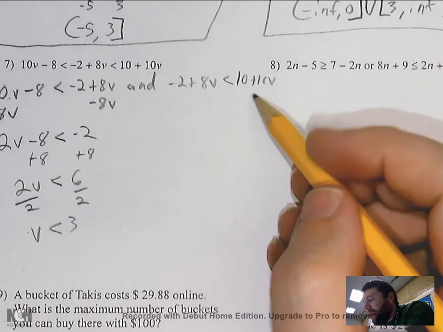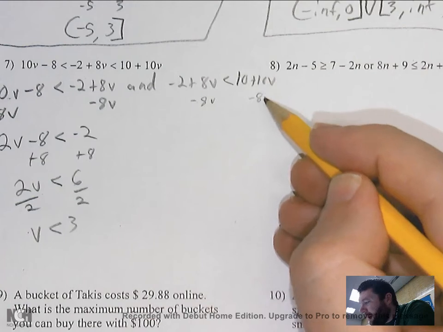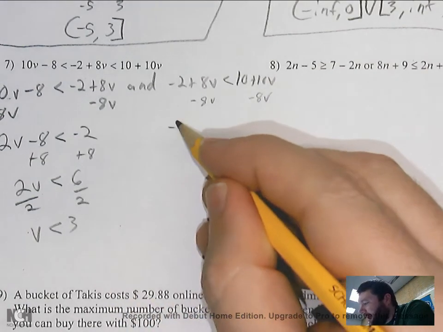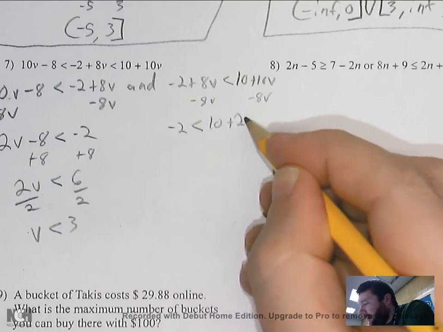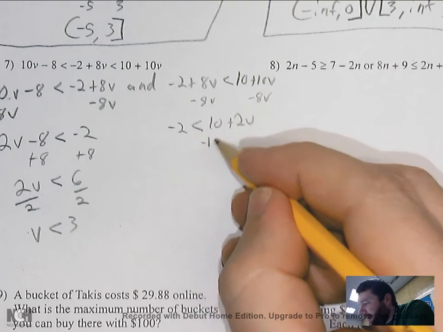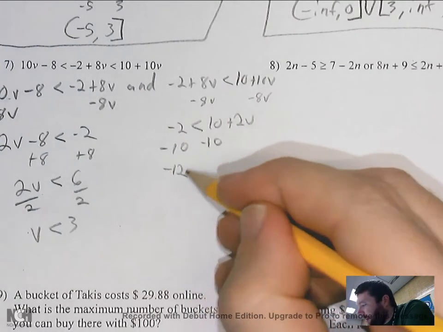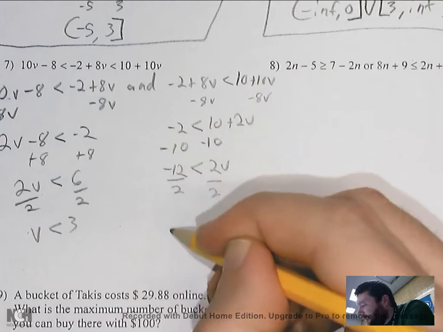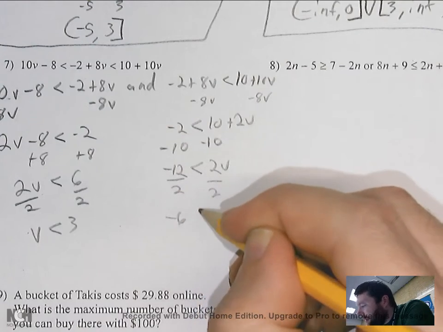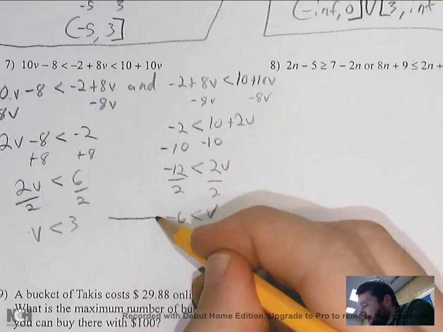And then same idea over here, we're going to move the 8v, because it's the smaller one, and I'll keep it positive. And that's going to give me negative 2 is less than 10 plus 2v, and then I'd minus the 10 to each side. That gives me negative 12 is less than 2v, divide by 2. You get negative 6 is less than v. Okay, then we would graph it.